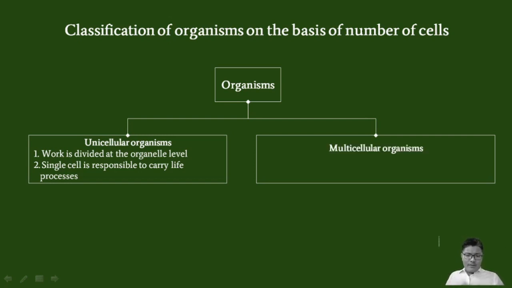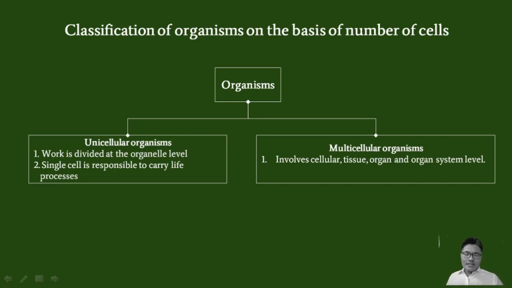Now, on the basis of number of cells, we humans are classified as multicellular organisms. Multicellular, multi here refers to many, cellular here refers to cell. So in many-celled organisms like us, we have cells grouped together with the same structure and same function, and they are known as tissue. Many tissues group to form an organ. Many organs associate together to form an organ system.